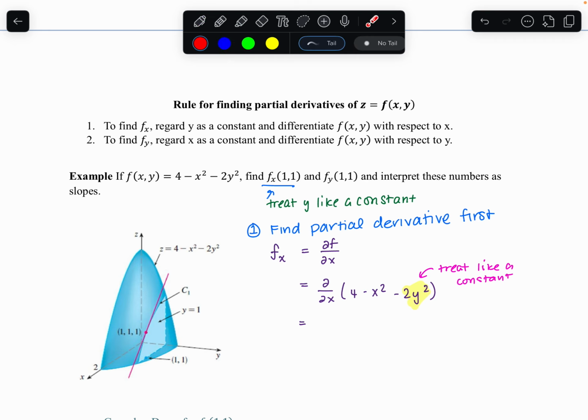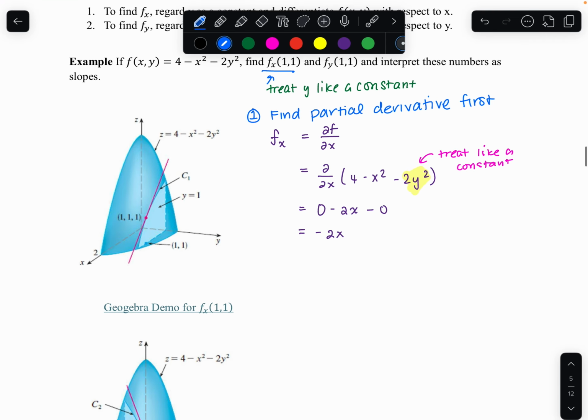So think of it just as a regular derivative like you've been working. What's the derivative of 4 with respect to x? 0. What's the derivative of negative x squared with respect to x, right? This is where power rule comes in. Minus 2x. What's the derivative of 2y squared with respect to x? Well, remember, y is a constant, and the derivative of any constant is 0. So minus 0. So we get our minus 2x. That should look familiar from the previous page when we got that negative 2x.